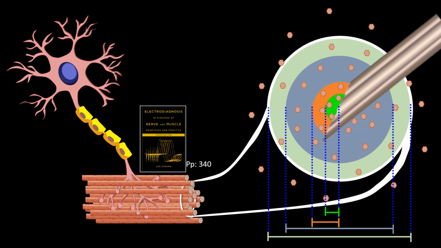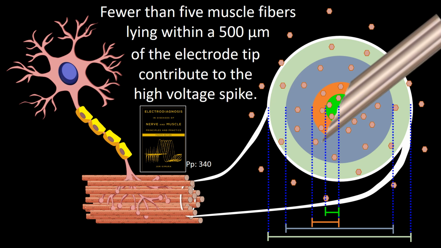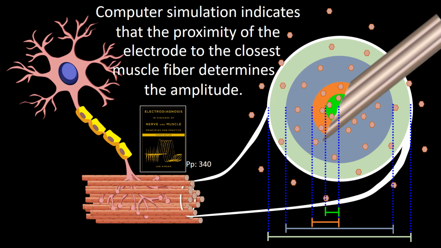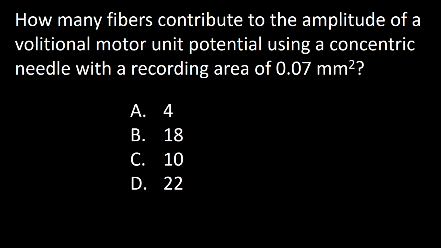Kimura's book states, referring to a study conducted using concentric needles with a recording surface of 0.07 square millimeters, that fewer than 5 muscle fibers lying within 500 micrometers of the electrode tip contribute to the high voltage spike. In fact, computer simulation indicates that the proximity of the electrode to the closest muscle fiber determines the amplitude. So the answer to this question is A.